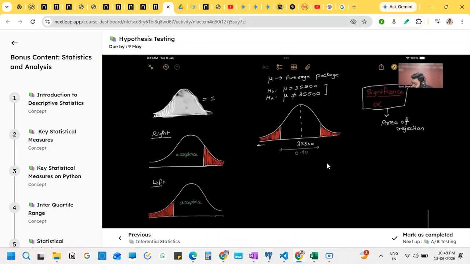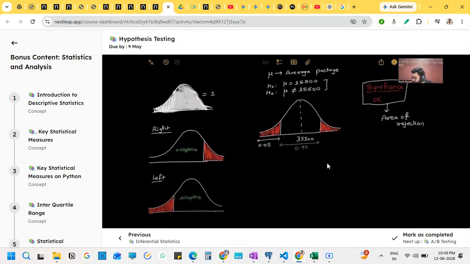Now, since it is a two-tail test, my 0.10 will be divided into two halves because the normal distribution is symmetric. So from this point to this point, I'll get 0.05, and from this point to this point, I'll get 0.05. Why? Because number one, we have a two-tailed test. Number two, the normal distribution is symmetric. So I can simply divide by 2.